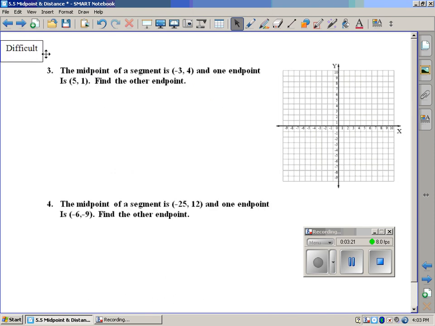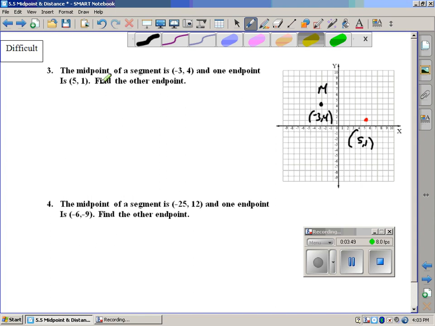Next, we're going to do this problem. This one's slightly more difficult. It says the midpoint of a segment is negative 3, 4. So check that out. Negative 3, 4. They gave us the midpoint. We're not trying to find that anymore. And one endpoint, 5, 1. Okay, go over 5, up 1. That's the endpoint. It says as our instructions, find the other endpoint.